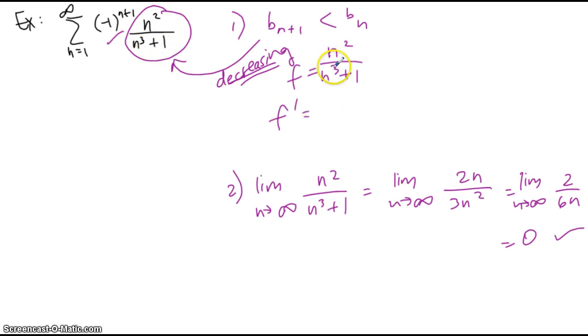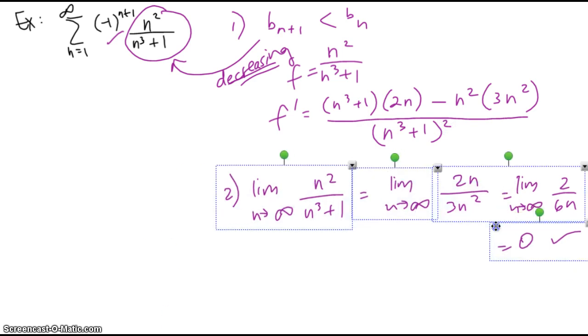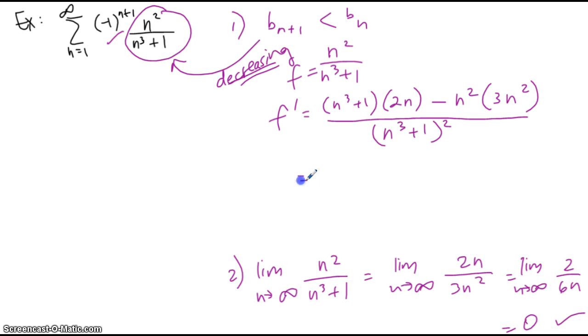Now be careful when you do the derivative. We are not using L'Hopital's rule. How do we find the derivative of this? You actually have to use the quotient rule. So it's the bottom times the derivative of the top minus the top times the derivative of the bottom all over the bottom squared. Right? So let's push this aside. What does that give me? Well, in this case, I have 2n to the 4th plus 2n minus 3n to the 4th. The bottom is always going to be positive.